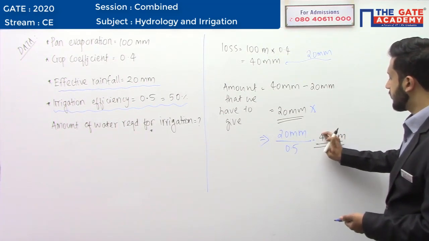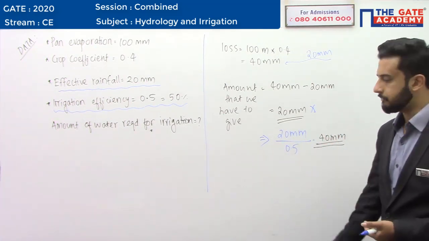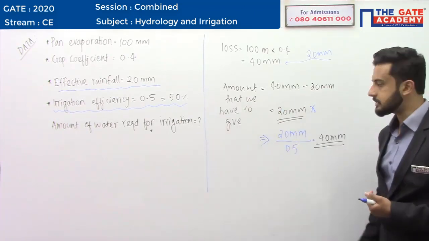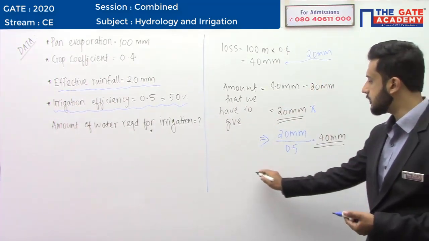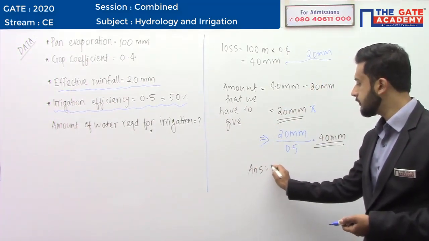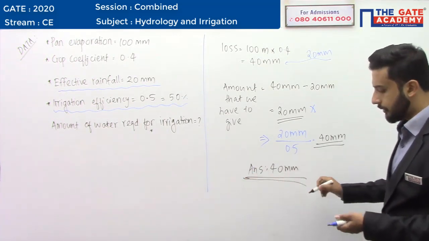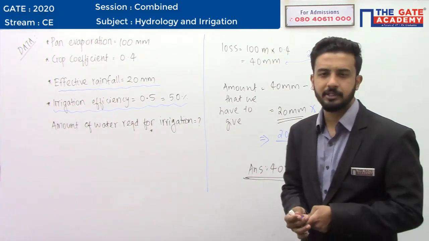Means out of this, 50% will be getting lost, and only 50% will be available finally. So 40 mm, if you are giving, by considering 50% efficiency, we will be getting this 20 mm remaining. Okay, so for this question, your final answer is going to be 40 mm. Easy question only. I hope none of you got confused by seeing the crop coefficient and all.